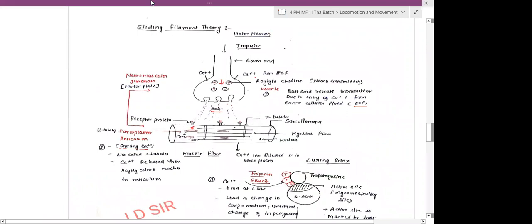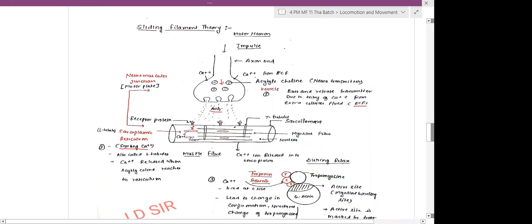Now, how does this sliding filament theory take place? The sliding filament theory explains how, when we contract our muscles, the filaments slide in. When we contract muscle, they slide in. When we relax muscle, they slide out. That mechanism is described by the most acceptable theory, which is called the sliding filament theory. So we are going to study sliding filament. Clear? Okay. How does it take place?